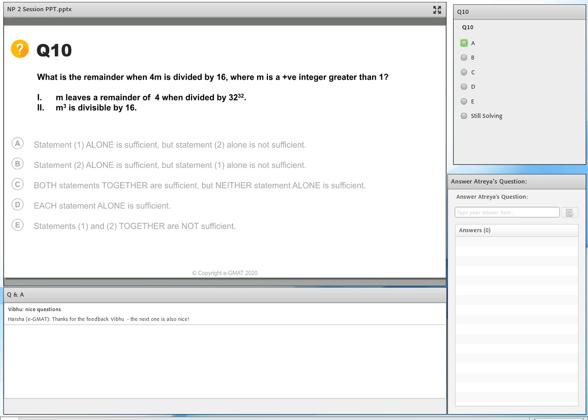Right, last 15 seconds, guys. Last 15 seconds to mark your answer. If you have not marked your answers, please mark it. 5, 4, 3, 2, and 1.